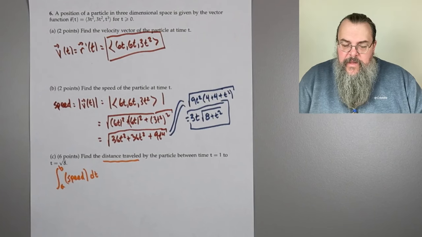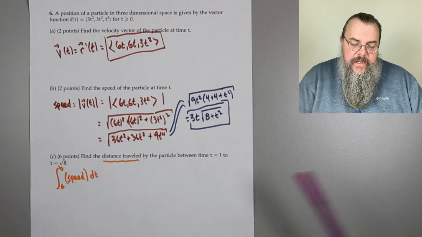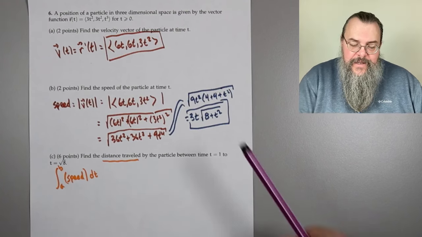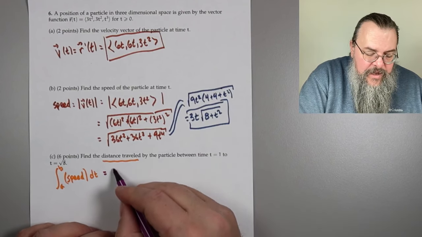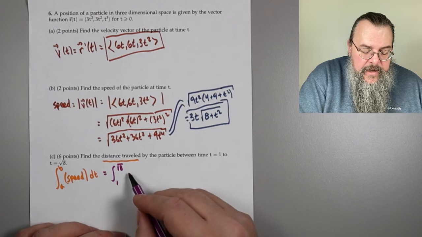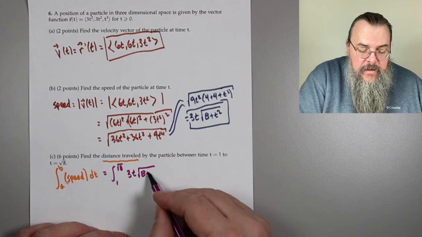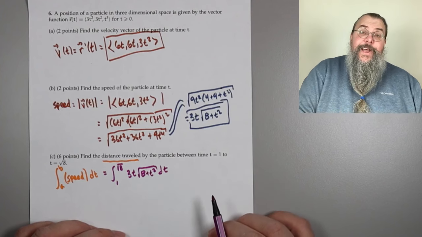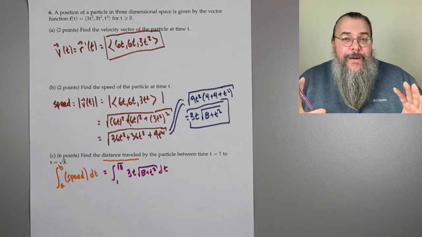Well, now that we have that, we say, great, we know when we start and stop. That gives us our a and our b. We also know our speed, because that's from our previous problem. So we can set this up. The integral from 1 to square root of 8, and then we're going to have our 3t times the square root of 8 plus t squared dt. And we're off to the races.